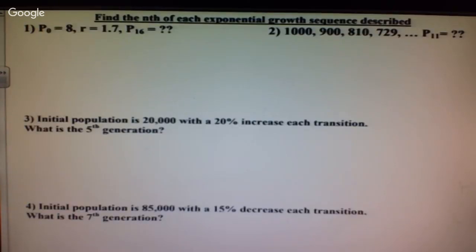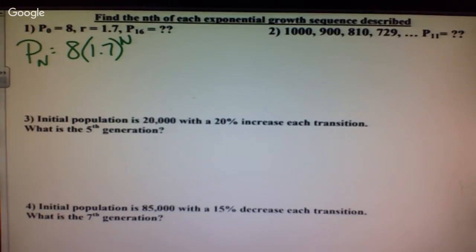So if they tell me that p sub 0 is 8, and then they tell me that my r, which is your multiplication factor, which you multiply by, is 1.7, what does my equation look like then? So it's going to be p sub n equals 8, and then in parentheses goes 1.7, and it raises to the n. So that's your actual equation.